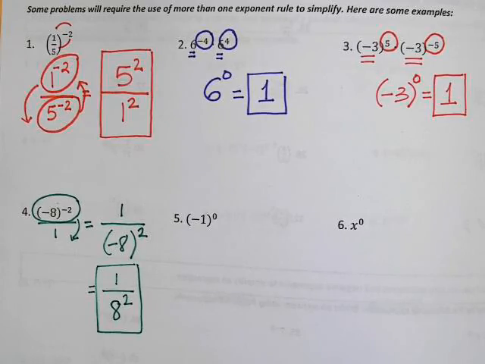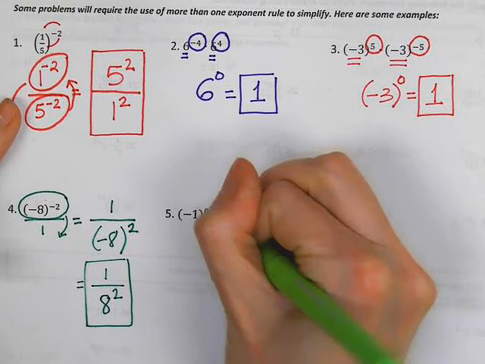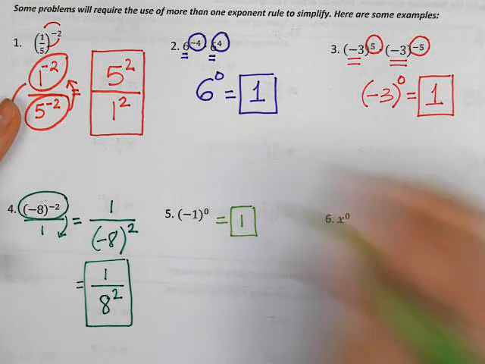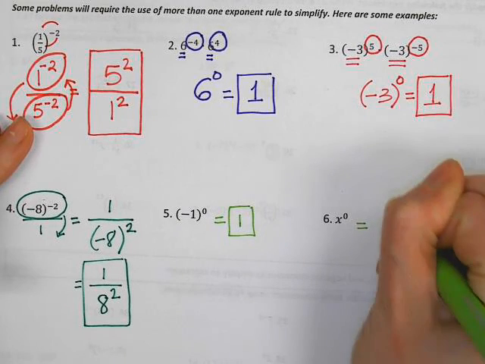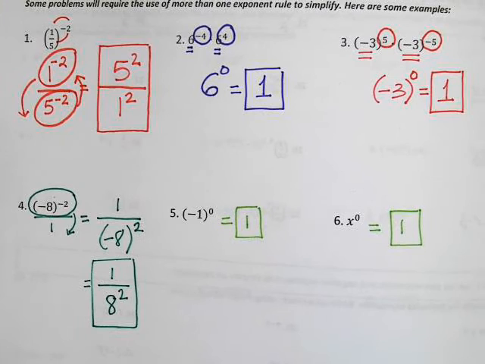All right, 5 and 6 are a breeze, right? Anything to the 0 power is always 1. And anything to the 0 power is always 1. So those are easy.